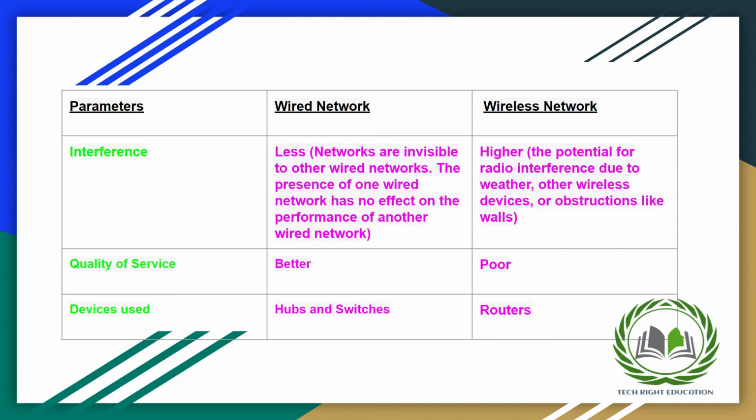The next parameter is quality of service. This means what kind of service these networks provide. In the case of wired network, there is better service, and in the case of wireless network, there is poor service. Now, which devices do we use to connect wired networks? For connecting wired networks, we use hubs and switches, and for connecting wireless networks, we use routers, because with the help of wireless network, we can connect to the external network also.